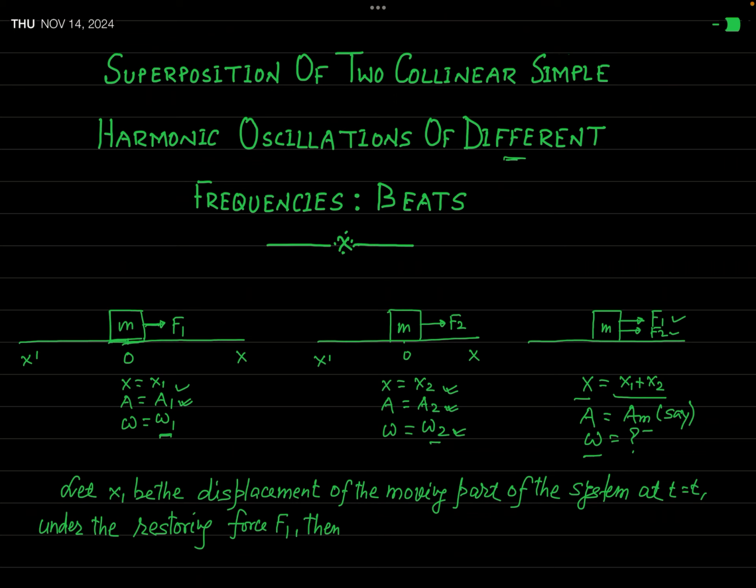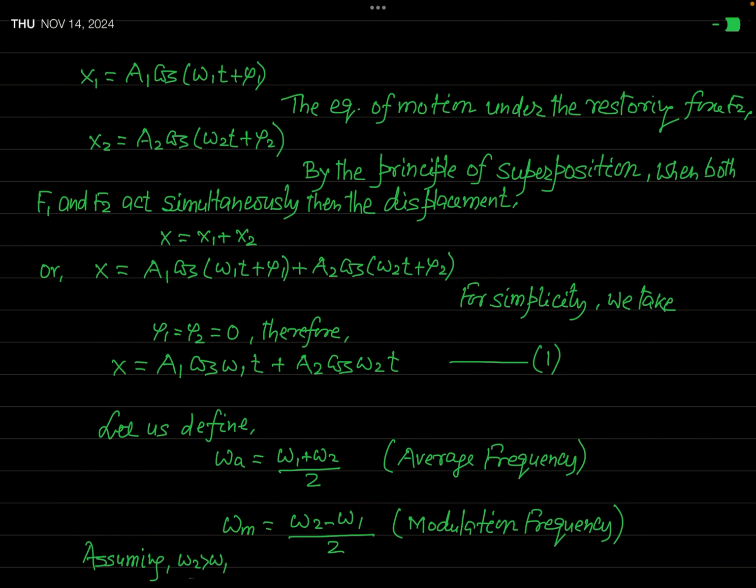As you have seen, we have assumed that x1 is the displacement of the moving part of our system at any moment t under the restoring force F1. Since under the restoring force F1 this particle or oscillator or object will perform simple harmonic oscillation, you may write the expression for x1. You know that simple harmonic oscillation may be expressed in terms of a cosine function or sine function or in terms of an exponential function.